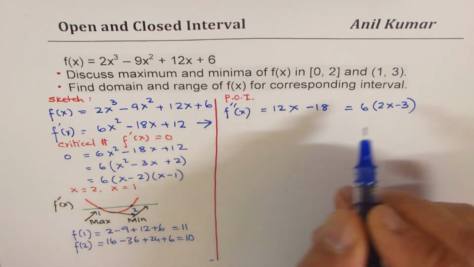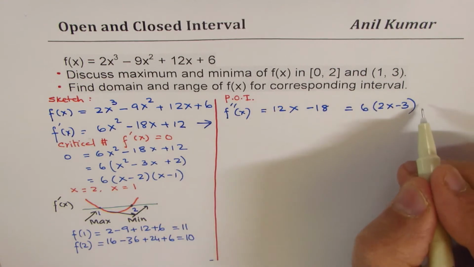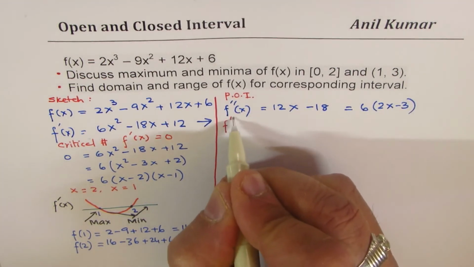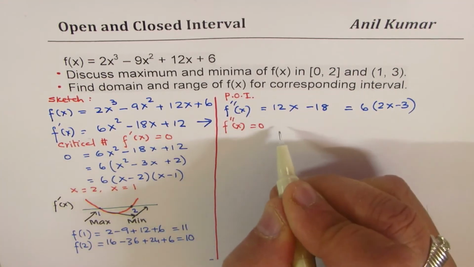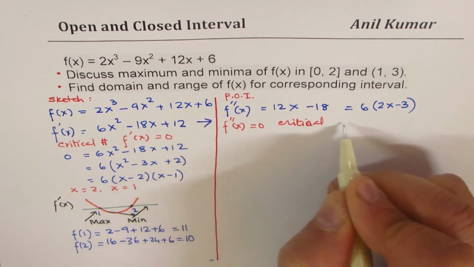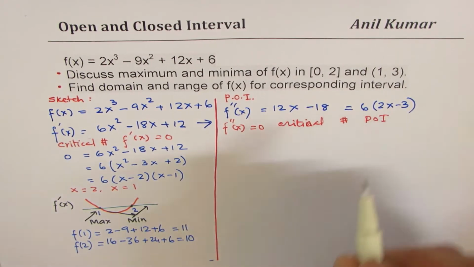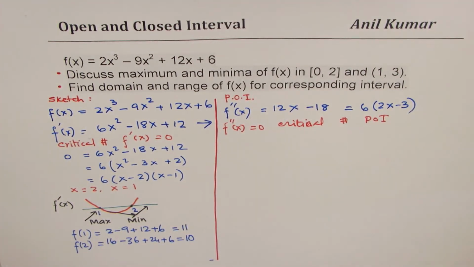Now for the point of inflection, that should be 0, right? So we can equate the second derivative to 0. That is our critical number for the point of inflection where concavity changes, correct? So equating that, what do we get?